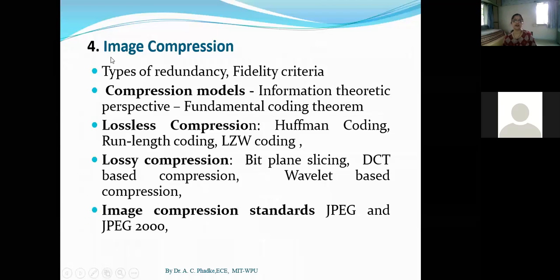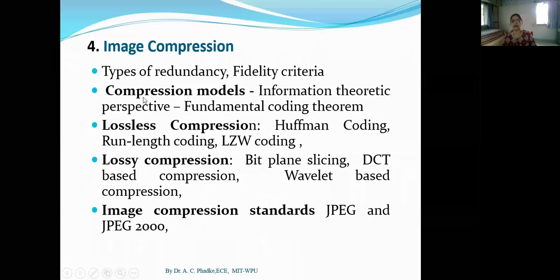And the next unit is about image compression. Under this unit, we will be studying image compression models, then two broad types or categories of image compression, that is lossless compression and lossy compression. We will be studying a few techniques under both categories. And then at the end of this unit, we will be studying image compression standards like JPEG.